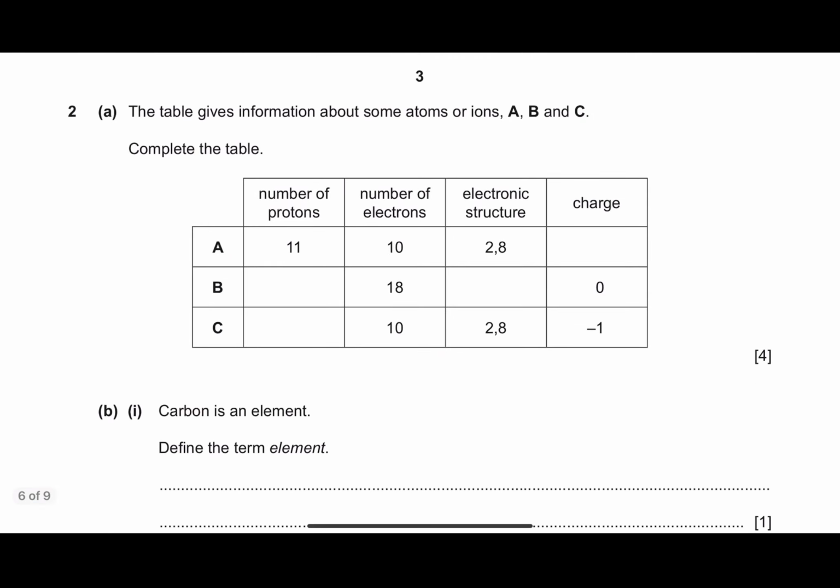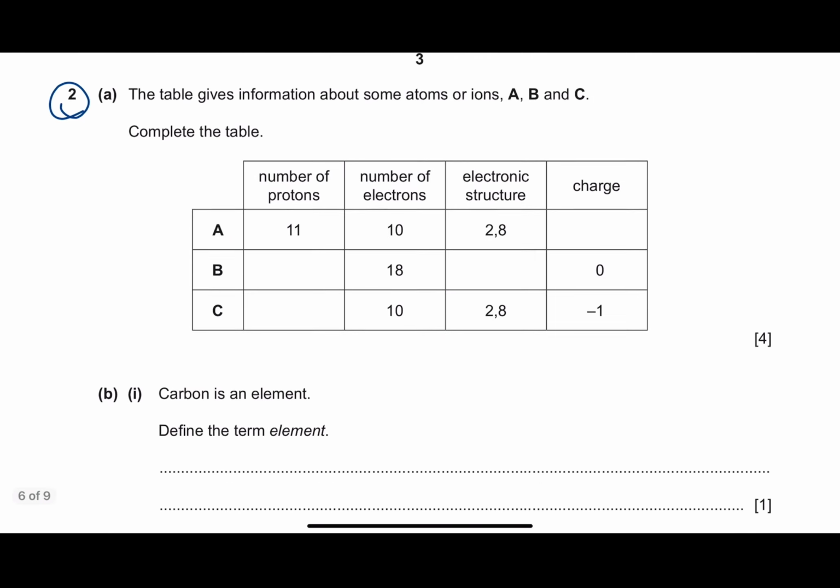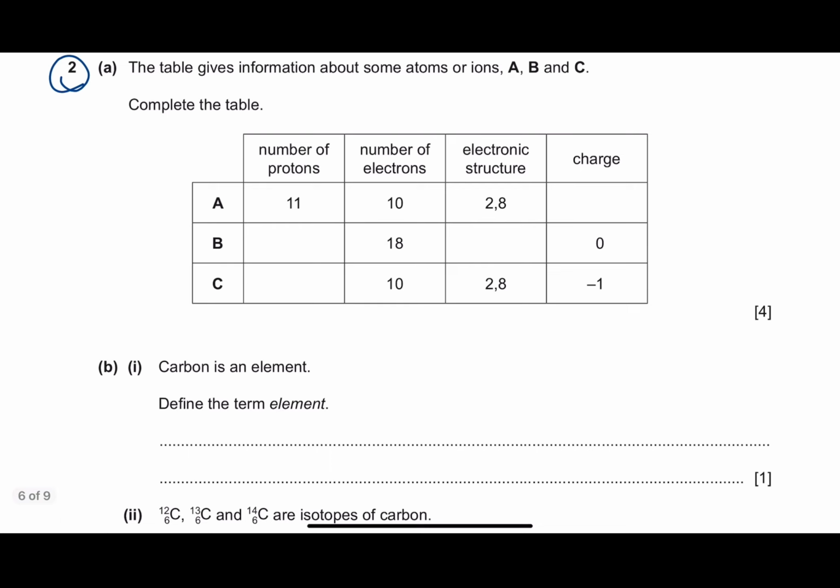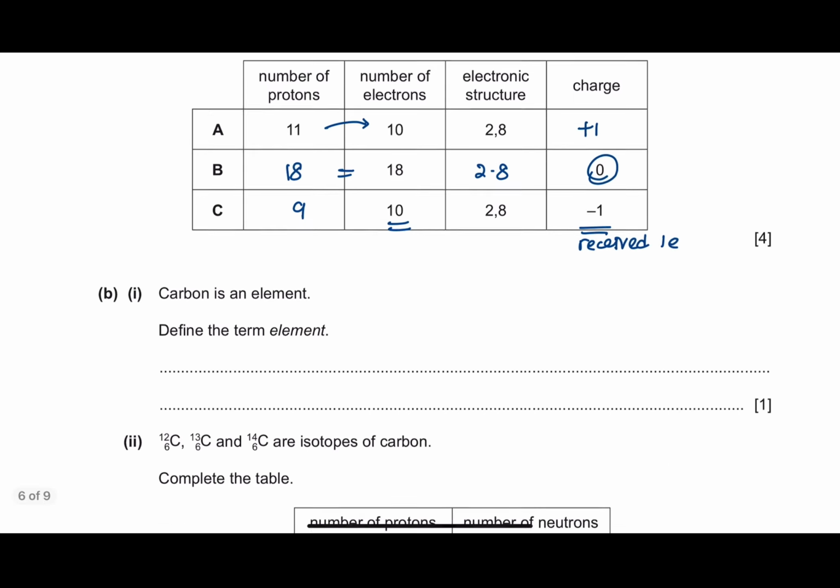This is another question from February-March 2019. So if the number of electrons has decreased by 1, that means the charge is plus 1. If the charge is 0, that means your proton and electron are equal and the electronic structure is similar with your electrons, which is 2.8. If the charge is negative 1, that means it has received 1 electron. Previously it was 9.